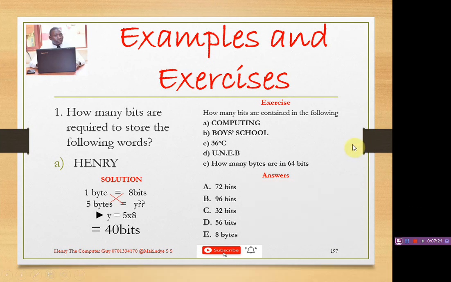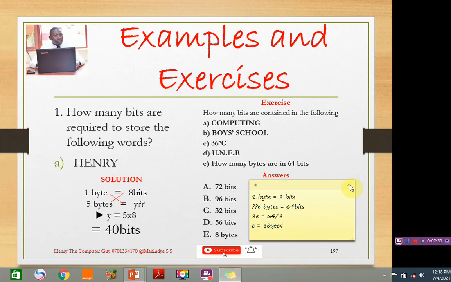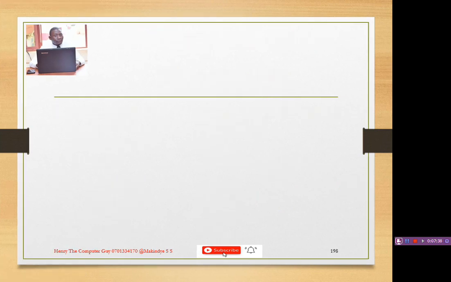So I think you can try out the others that I've not done for you. That is how we can go about it. I think we are good to go. We continue, and we have some more examples.